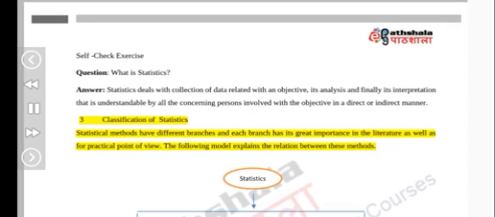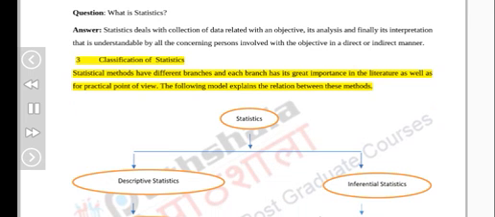3. Classification of statistics. Statistical methods have different branches and each branch has its great importance in the literature as well as from a practical point of view. The following model explains the relation between these methods. From the above model, one can see that statistical methods are segmented into two methods. One is descriptive statistics and second is inferential statistics.